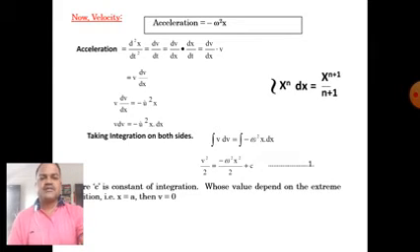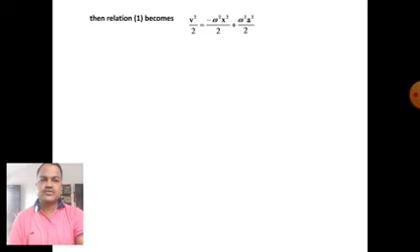Put the value of x equal to a and velocity equal to 0 in equation 1, we get 0 is equal to minus omega square a square divided by 2 plus c. So therefore c is equal to omega square a square divided by 2. Put this value of c again in equation 1, we get v square upon 2 is equal to minus omega square x square upon 2 plus omega square a square upon 2.